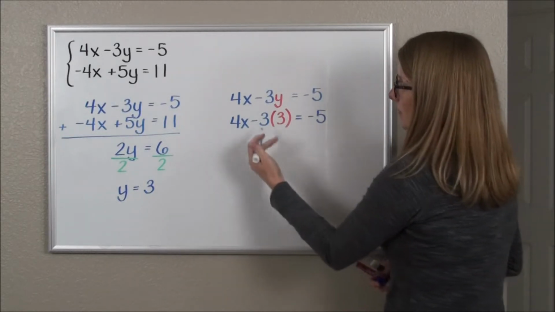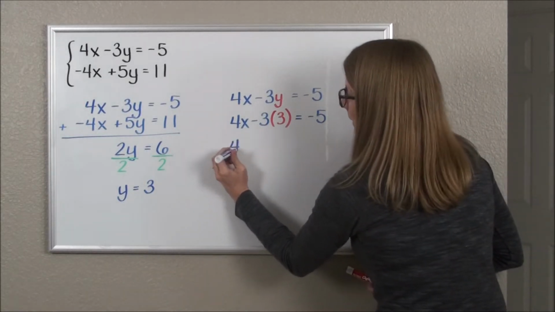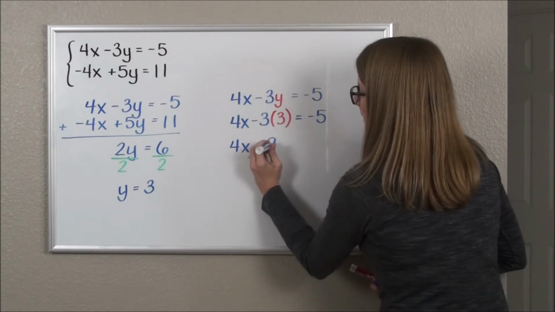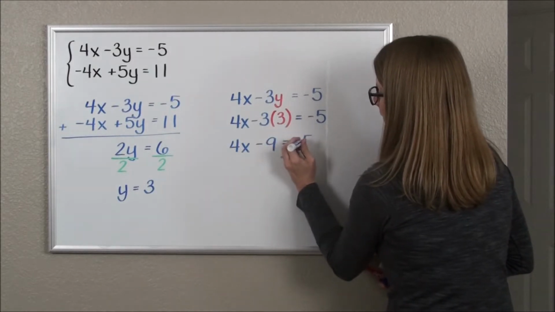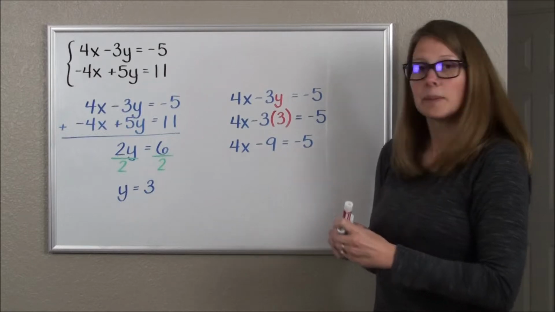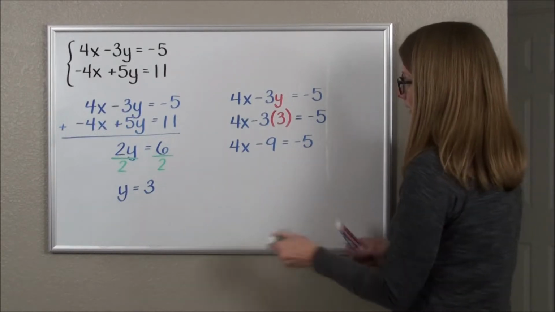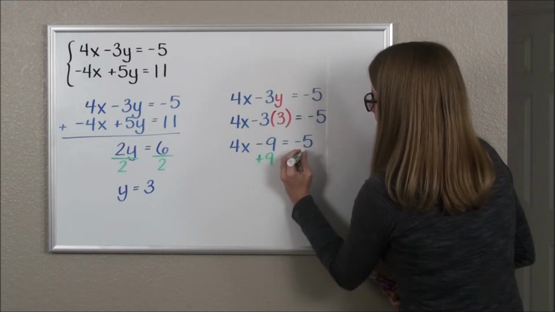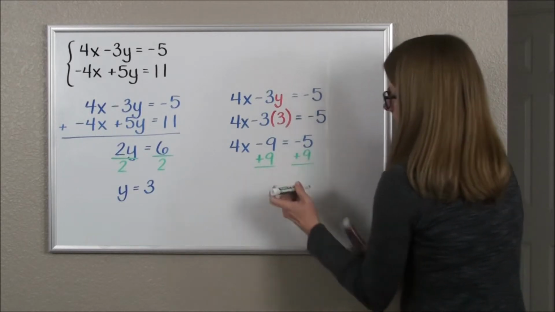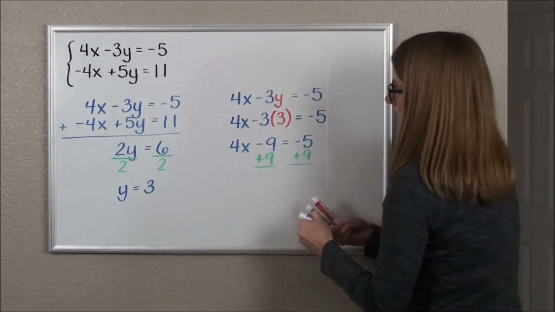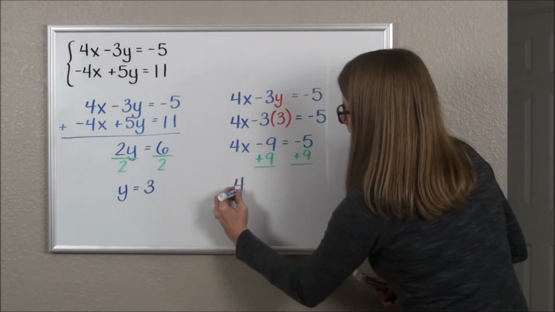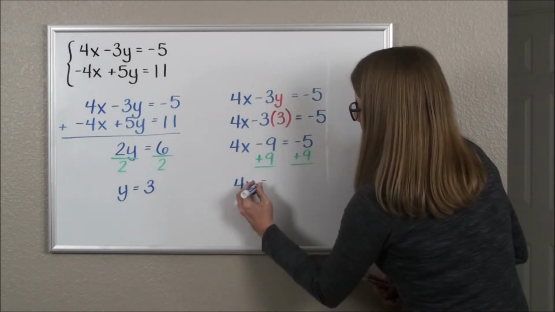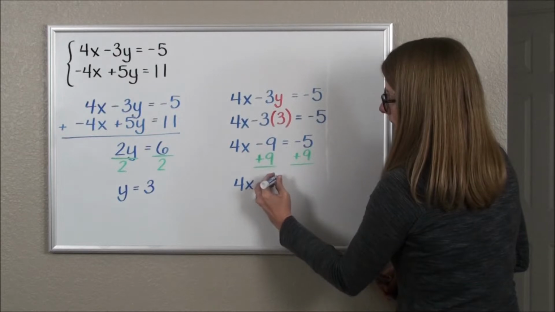So let's clean this up. I'll take the minus 3 times 3 to say minus 9. And then as I work to get x by itself, I'll begin by relocating this 9. Since it's negative, I'll add 9 to both sides. And so now 4x is what I have on the left side. On the right, negative 5 plus 9 will give me 4.